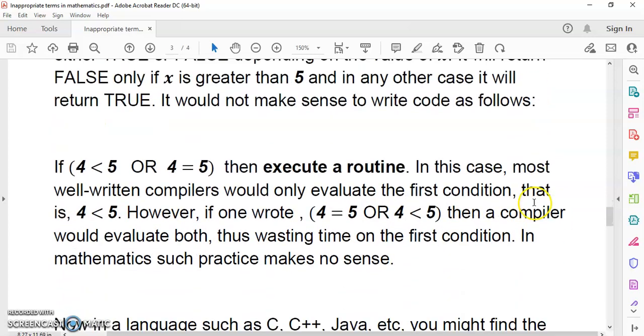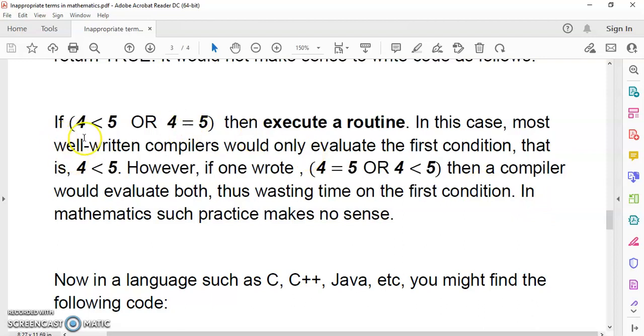It will return false only if x is greater than 5, and in any other case, it will return true. So it would not make sense to write code as follows: if 4 is less than 5 or 4 equals 5, then execute the routine. Because in this case, most well-written compilers would only evaluate the first condition, right? That is, 4 is less than 5. However, if one wrote 4 is equal to 5 or 4 is less than 5, then a compiler would evaluate both, thus wasting time on the first condition, 4 is equal to 5. And in mathematics, such practice makes no sense, okay?